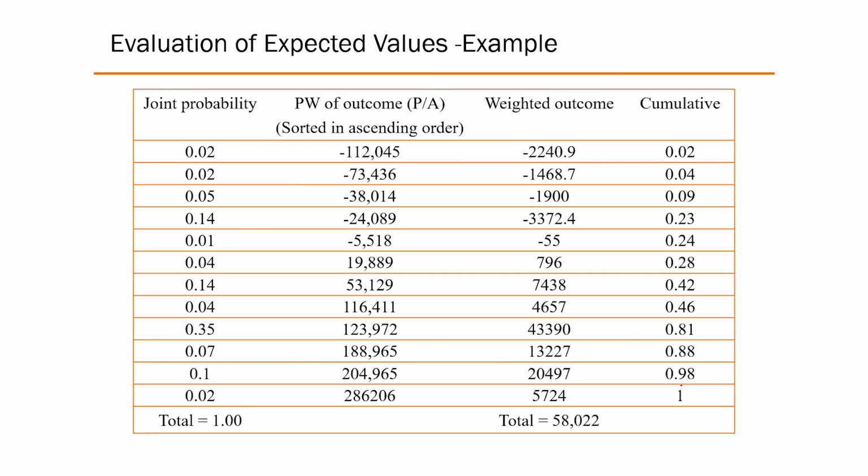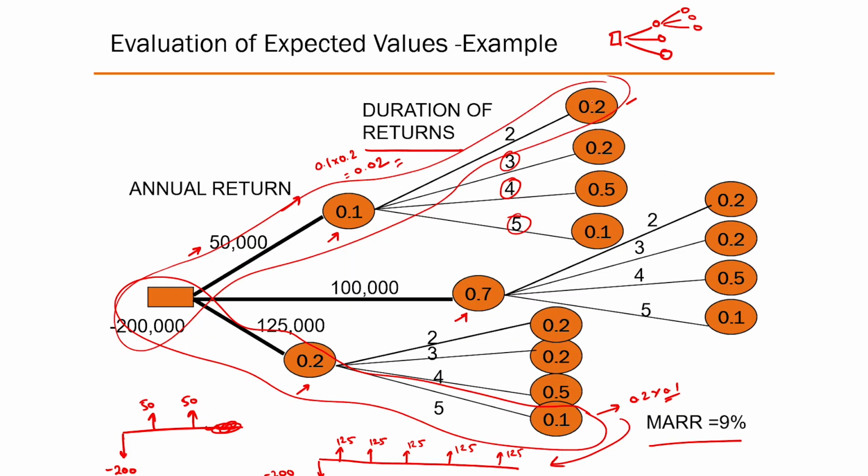Now what I've done here in the table is I have written these 4 columns. This individual probability is the probability of each of these branches. So 0.2 into 0.1, 0.2 into 0.1, 0.5 into 0.1, and so on and so forth.